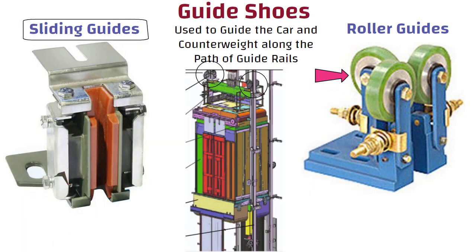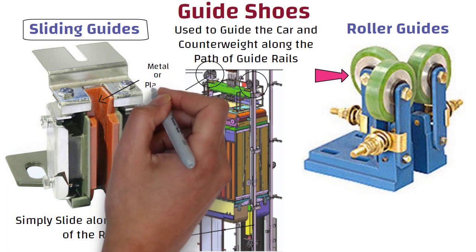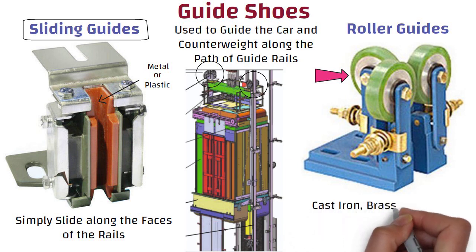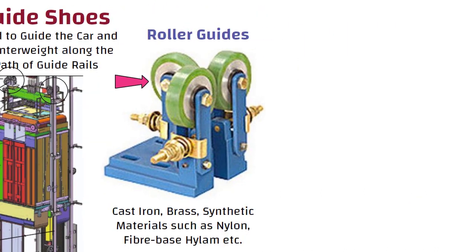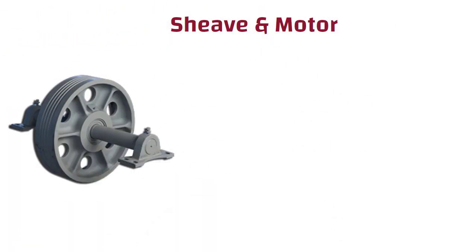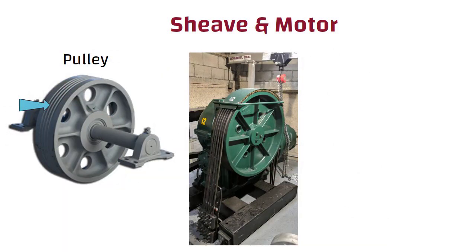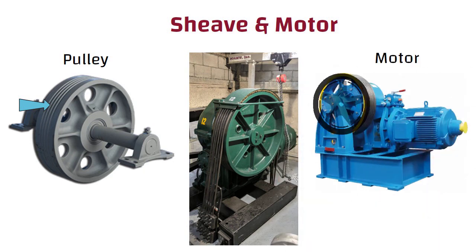Sliding guides. Guide shoes which simply slide along the faces of the rails. The sliding insert or jib may be metal, requiring guide rails to be lubricated, or may be plastic material which is self-lubricating. Guide shoes are made of cast iron, brass, or synthetic materials such as nylon, fiber-based Hylam, etc. Sheave and motor. Sheave, also known as pulley. It has grooves in it and lets the rope be lifted, raised, and lowered. It is the motor that keeps the sheave moving in the correct direction, taking people where they need to go.